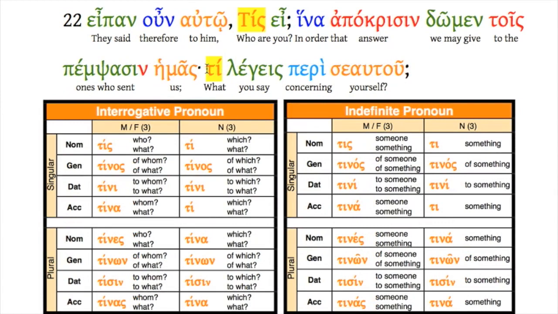Then down here in verse 22, look at it again. Who are you? Not what are you this time, but who, because it's nominative, singular, masculine. See the form here. Who are you? And what do you say for yourself? What do you have to say for yourself? But here the question is not who, but what. Notice neuter. Tis ei, and ti legeis peri seautou. What do you say about yourself? Who, what? But again, interrogative pronouns, accent on the first syllable.